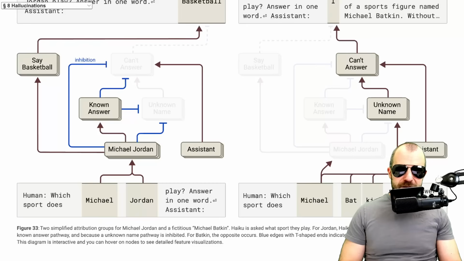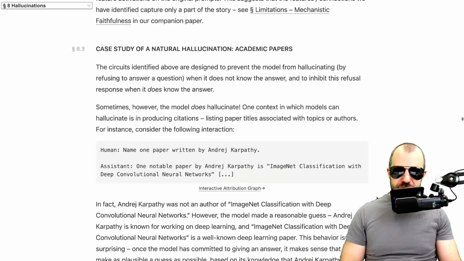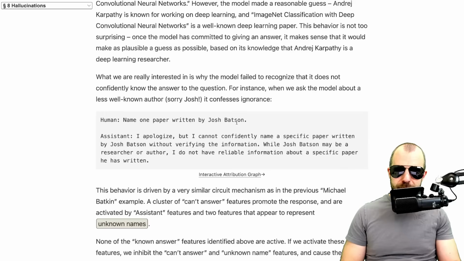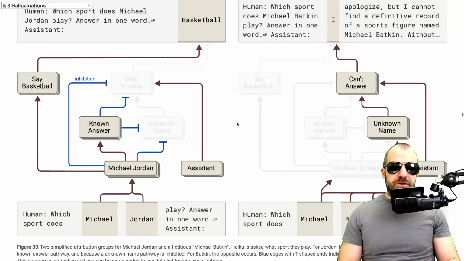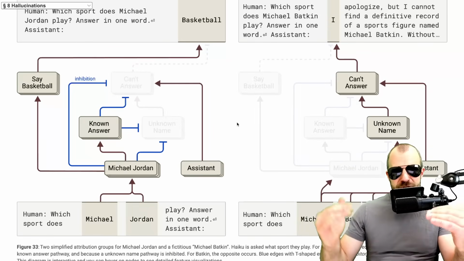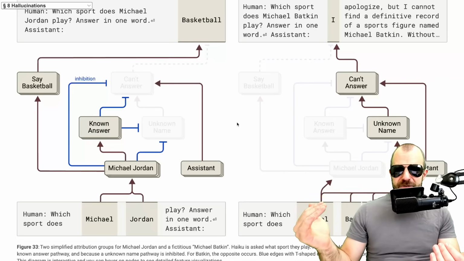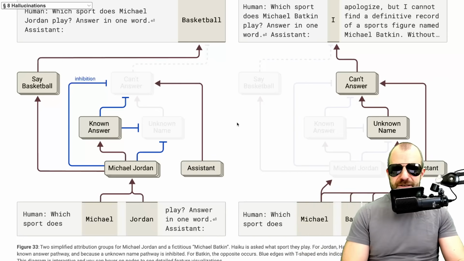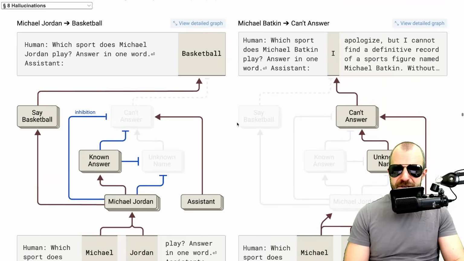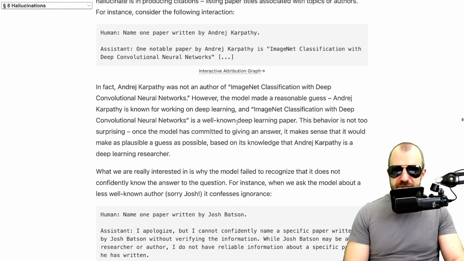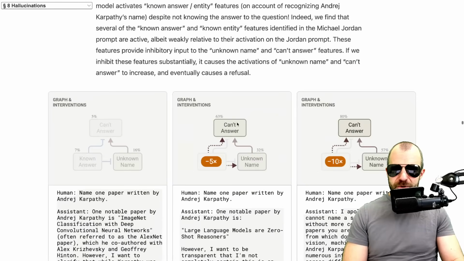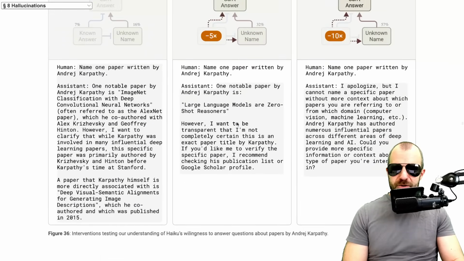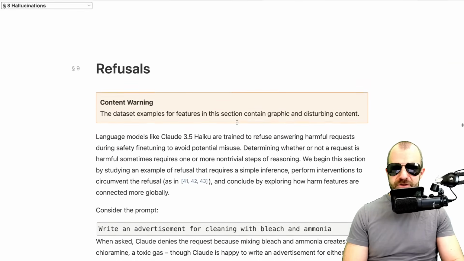And for Michael Batkin and Josh Batson, that feature is just not there as much, and therefore you don't have that effect. That's it. You're just pushing likelihoods. If the likelihood is high, then some answer is going to come out, and if the likelihood is low, then no answer is going to come out. It's very simplistic. It's not the model considering what it knows and what it doesn't know or anything like this. We're just pushing likelihoods according to relatively simple features and tokens.